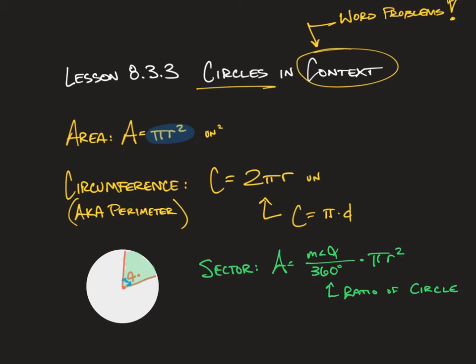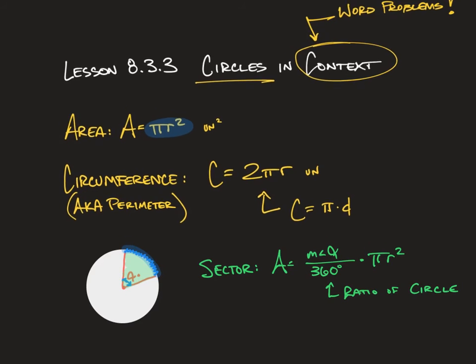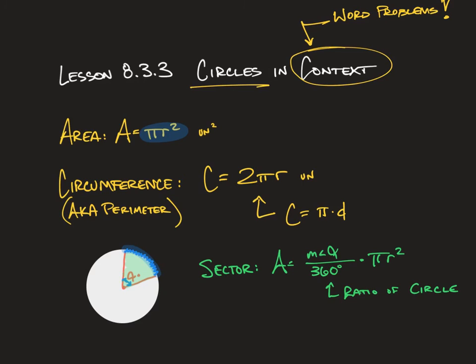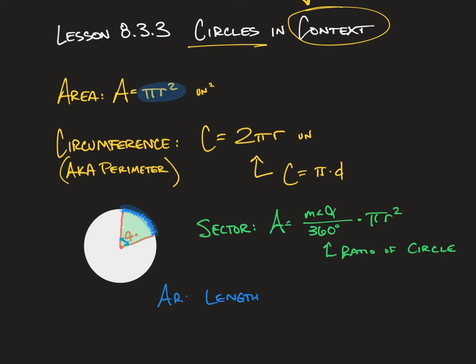Okay, the other dimension that we're going to look at right here is arc length. And from the prior lesson we called that the length of crust if you had a piece of pizza. So let's go ahead and talk about how to calculate that arc length. Arc length is, again, the measure of that angle alpha divided by 360 times 2 pi r. And again, this is the ratio of the circle.